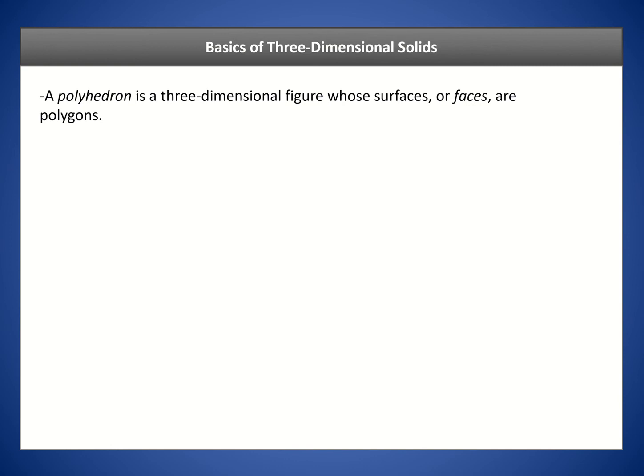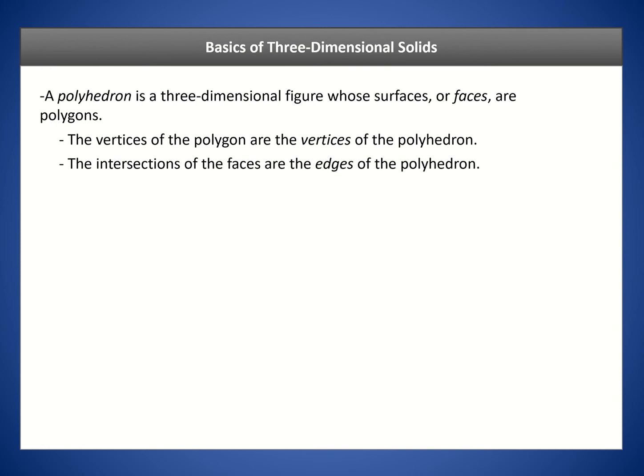So let's talk about the basics of 3D solids. A polyhedron is a three-dimensional figure whose surfaces or faces are polygons. Remember that the vertices of the polygon, which is the base of the polyhedron, are the vertices of the polyhedron. Now the intersections of the faces are referred to as edges.